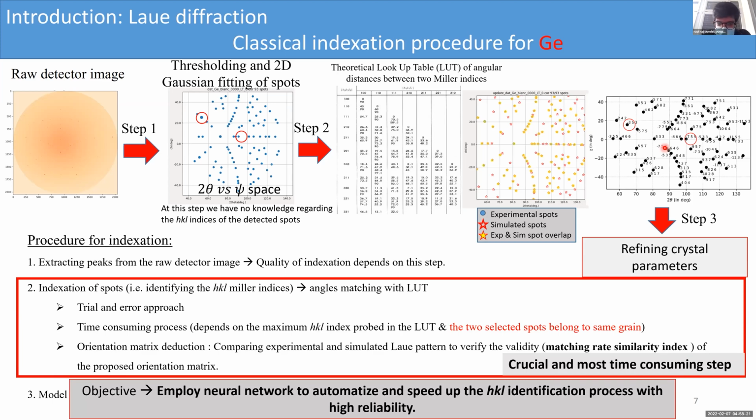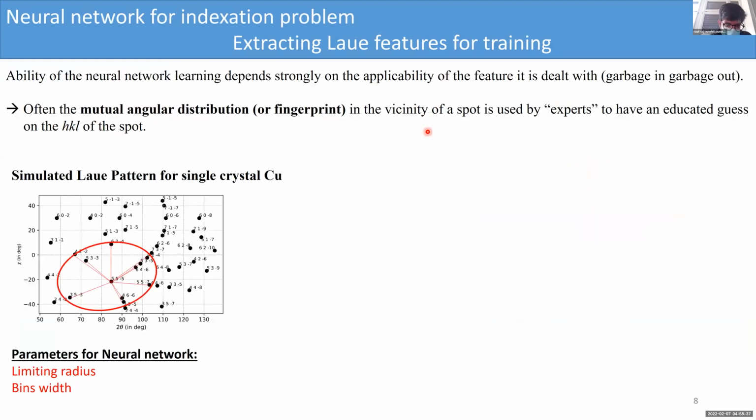So the objective of the neural network is not to replace this whole complete process, but to just replace the second step of indexation, which is the most significant time-consuming one. So we want to index the HKL of the spots directly without going into this lookup table-based approach. And to do that, the idea is that we have used a deep learning-based neural network. So we would expect the neural network to find the pattern by itself.